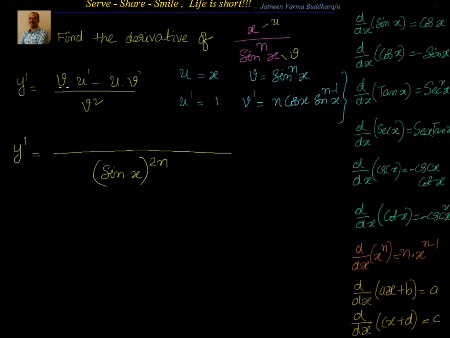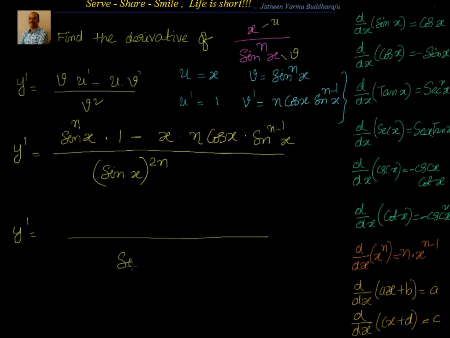Okay. Now what we have here, v is sine to the power of nx, sine to the power of nx into u dash, that is 1, minus u, which is x, into v dash. V dash is n cos x into sine n minus 1 x. Now my next step will be to write sine to the power of, can I write it as sine to the power of 2nx?